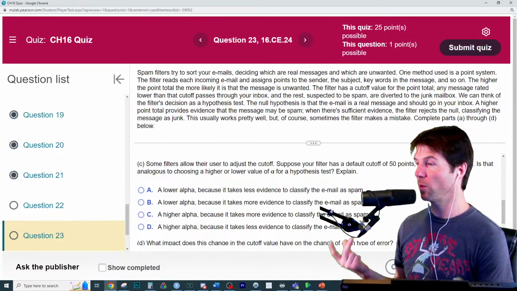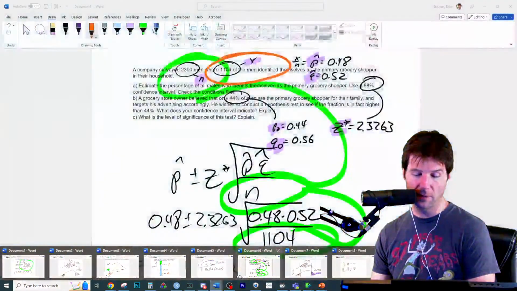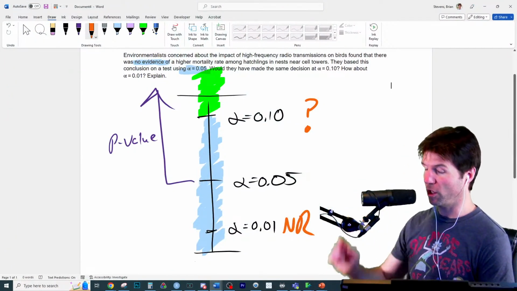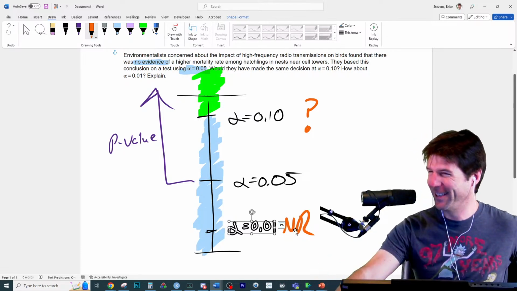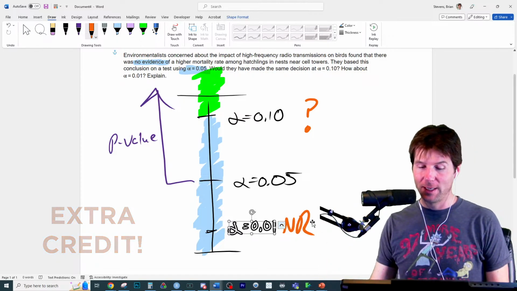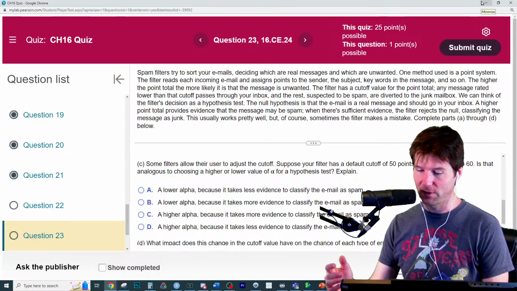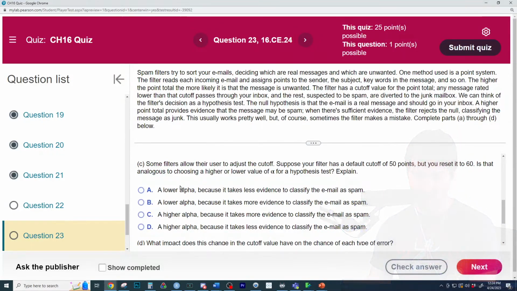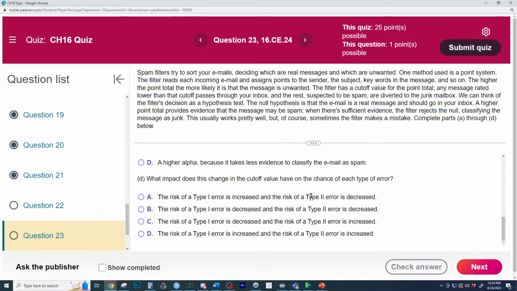Alpha is the amount of evidence you require to reject the null, and it's a bar that you have to go under with the p-value. So if you say we're having a lower alpha, because they're saying they require, well, I just gave away the answer. Lower, great, Josh. If you're saying you're going to require more evidence, you're saying lower alpha. And so, interestingly enough, saying it has to have more points is saying it needs more what? Evidence. Lower alpha means require more evidence. A lower alpha because it requires more evidence to classify the email as spam. What impact does this change in the cutoff value have on the type of error?